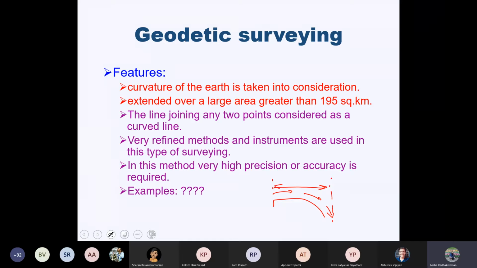So, this is one. Geodetic surveying involves a lot of mathematical equations. It is not direct. Everything is mathematical equations. You have to do a lot of corrections, and it involves a lot of work.